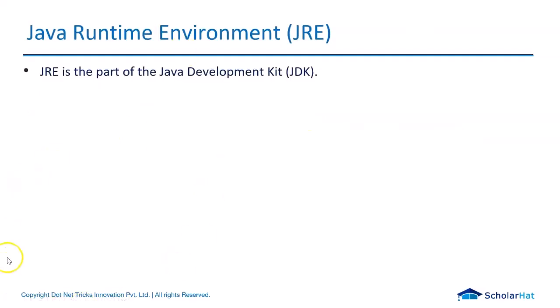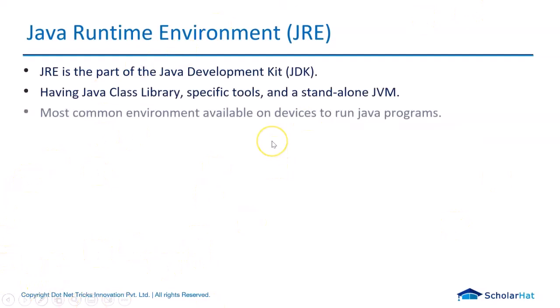JRE is the Java Runtime Environment, part of the JDK, having the Java class library, specific tools and a standalone JVM. It is the implementation of JVM that physically exists, and hence we can install JRE. It provides the platform to execute and run the Java program, and consists of a variety of libraries in the form of .jar files which are required to execute the program. We can run the Java program using JRE, but we can't compile Java code using JRE, and it does not contain any compiler or debugger either.